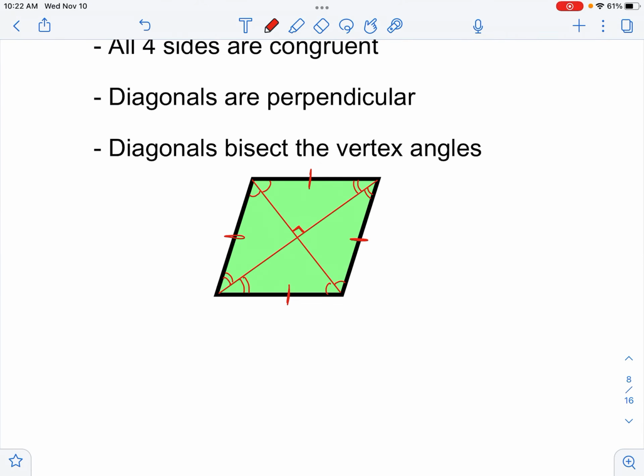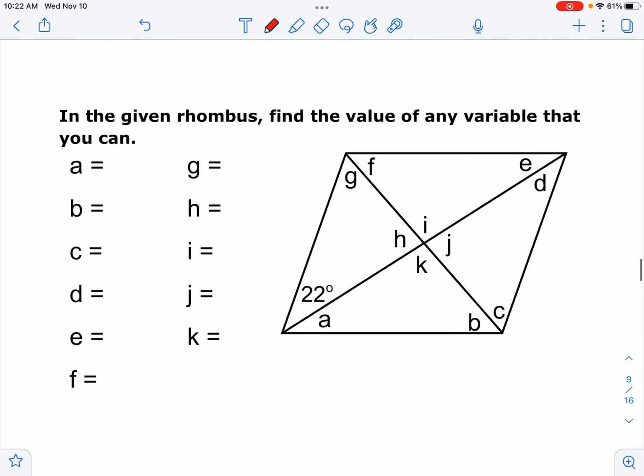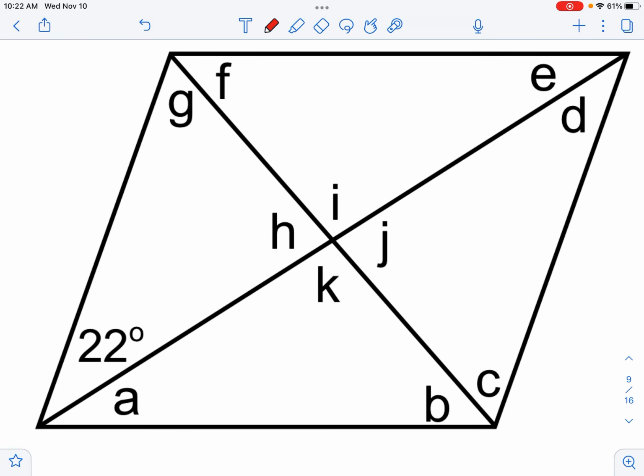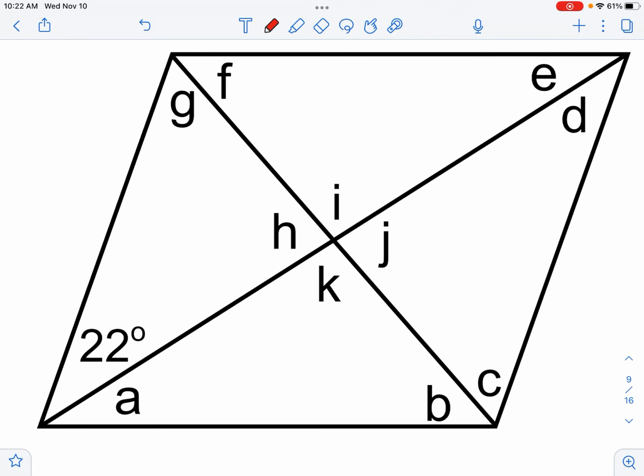All right, so let's try some problems with rhombi in them. In the given rhombus, find the value of any of the variables that you can. What's really important to do in a rhombus is to know that opposite sides are congruent, the angles are bisected, and the diagonals are perpendicular. So I'm going to start by putting in a right angle here. So I know this is 90, this is 90, this is 90, this is 90.